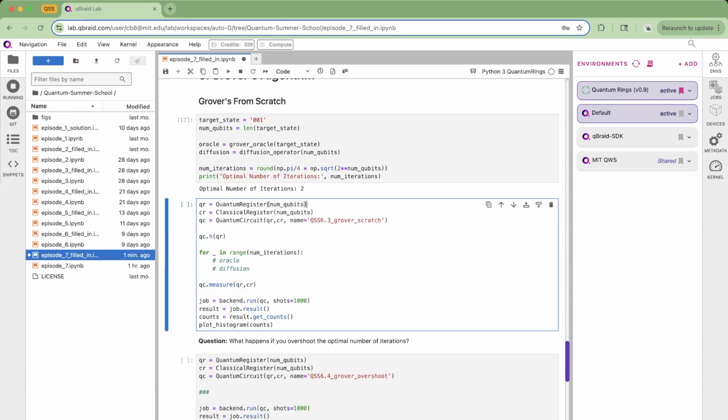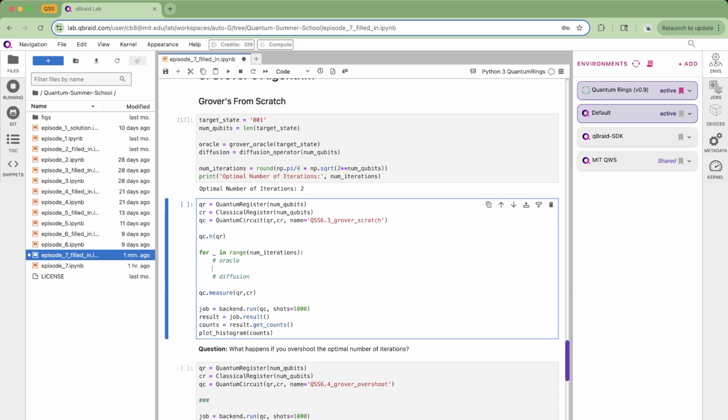So here we can make our quantum circuit with a quantum and classical register. We apply a Hadamard to everything to create the equal superposition state. And then we need to loop through the number of iterations that we want to do. And the first thing we can do is apply our oracle.